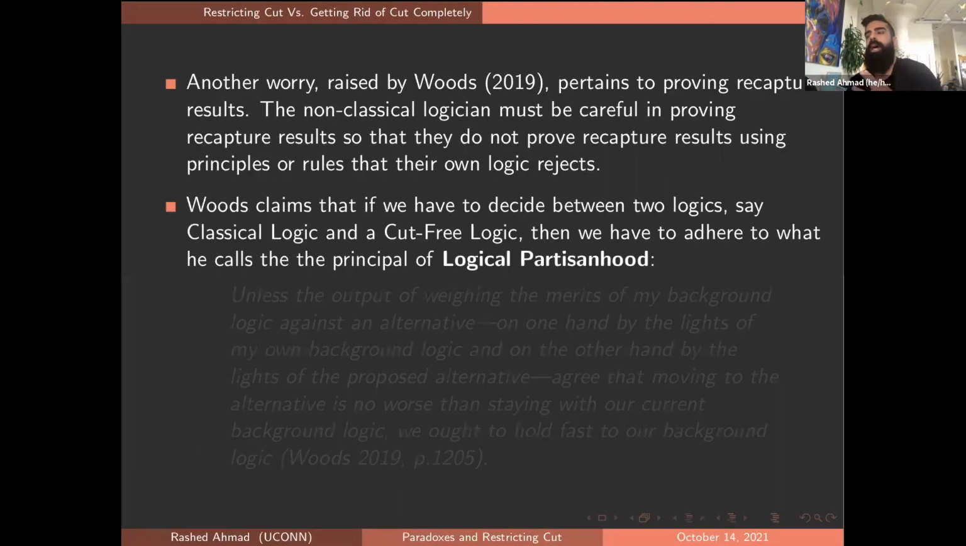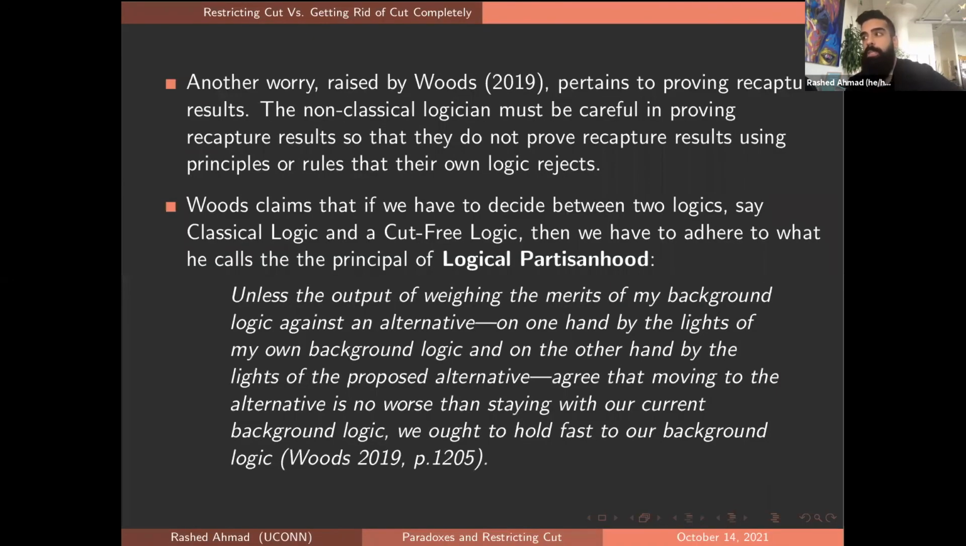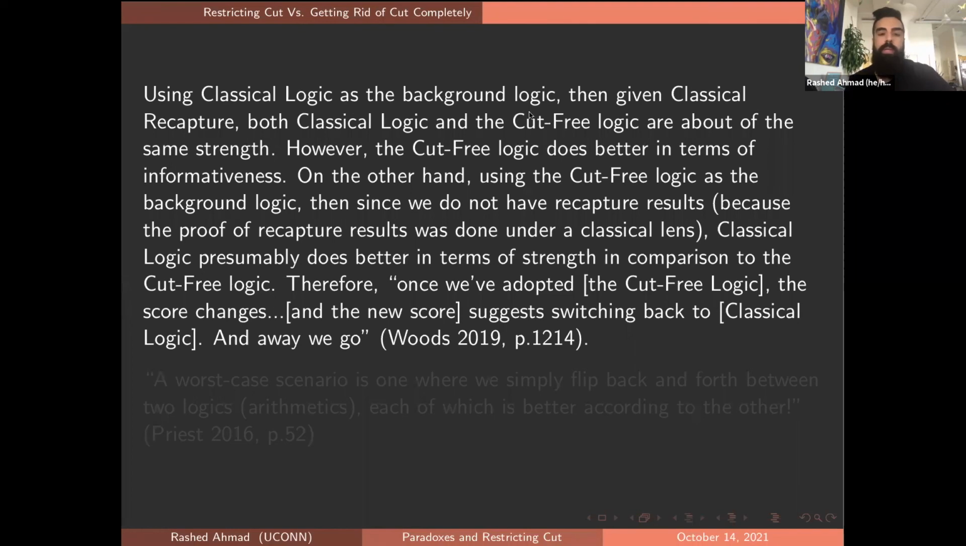So Woods' claim is, if we have to decide between two logics, let's say classical logic and a fully non-transitive, cut-free logic, then we have to adhere to what he calls the principle of logical partisanhood. He says, unless the output of weighing the merits of my background logic against an alternative, on one hand by the light of my own background logic, and on the other hand by the light of the proposed alternative, agree that moving to the alternative is no worse than staying with our current background logic, we ought to hold fast to our background logic.